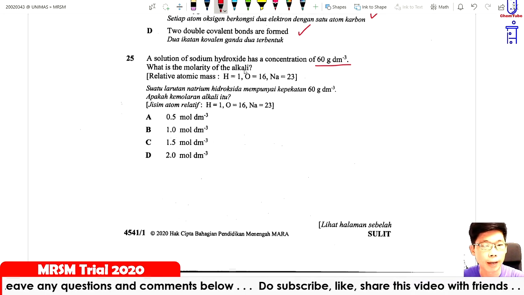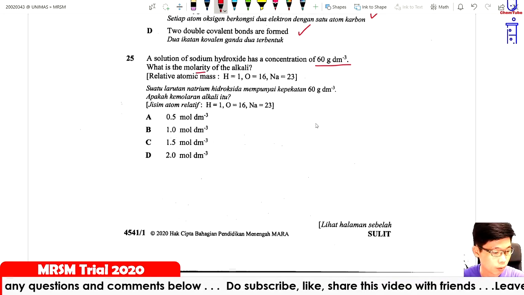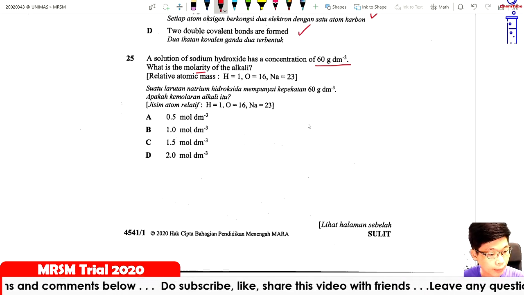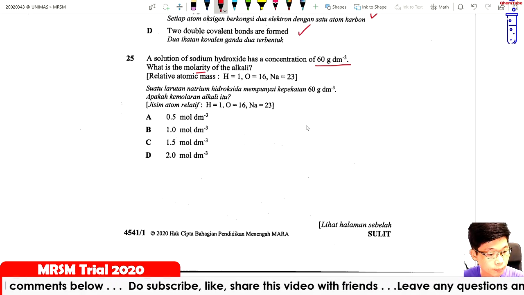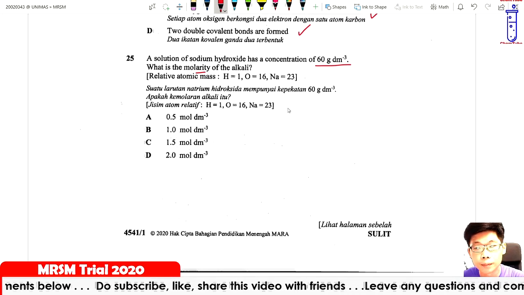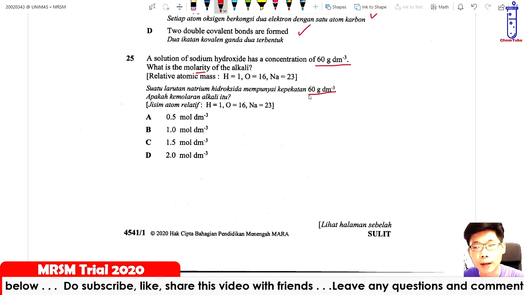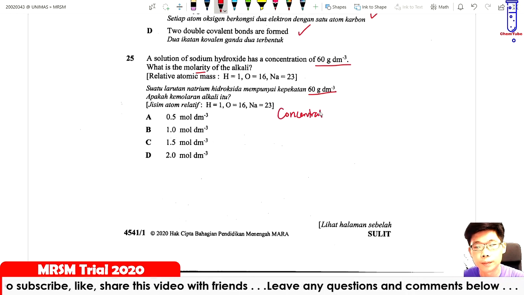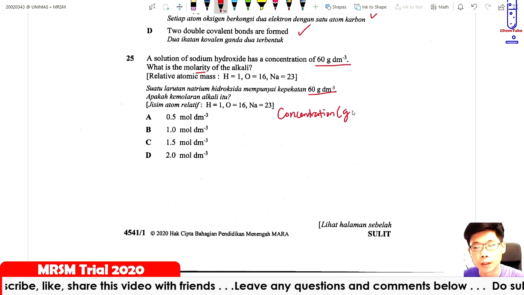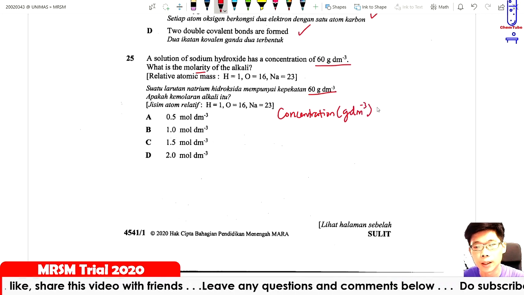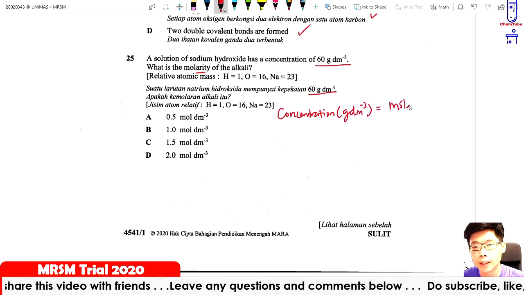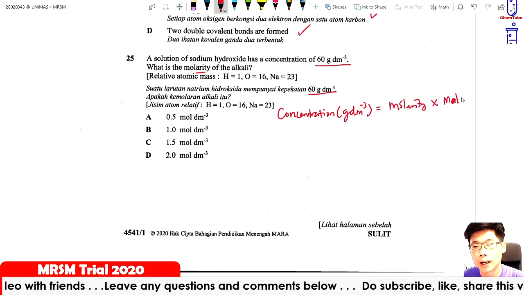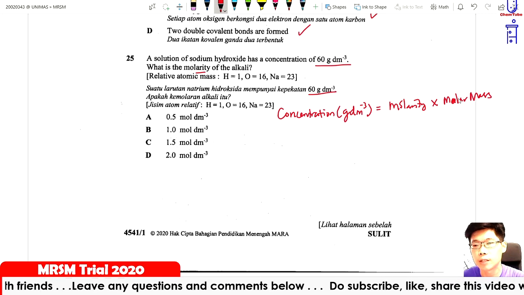25. A solution of sodium hydroxide has a concentration of 60 gram per cubic decimeter. What is the molarity? We know that the concentration in gram per cubic decimeter equals the molarity times the molar mass. We use this formula.